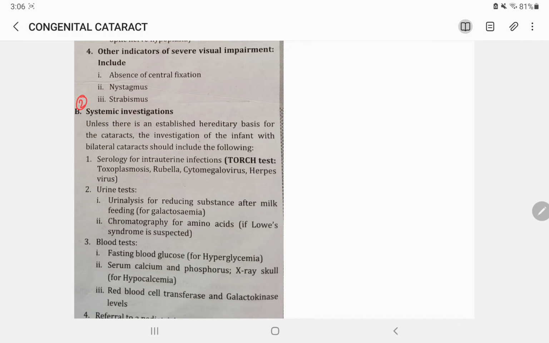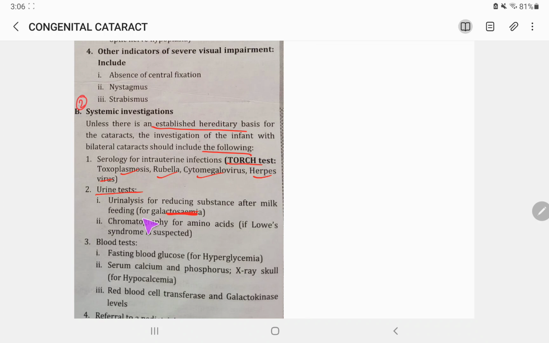Unless there is an established hereditary basis for the cataract, the investigation of an infant with bilateral cataract should include the following tests. That includes TORCH: toxoplasmosis, rubella, cytomegalovirus, herpes virus. TORCH serology should be done. Another is a urine test, which is for galactosemia.